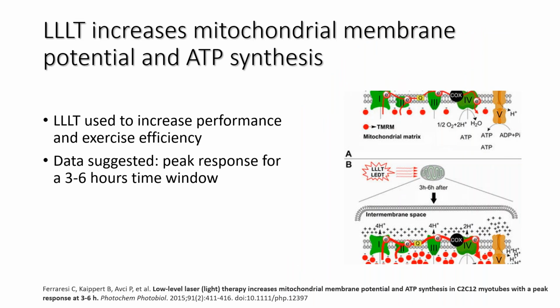Many people ask me, all right, so if we're basing this a lot on the mitochondrial idea, how much does the low-level laser increase mitochondrial membrane potential and ATP synthesis? Well, low-level laser is used to increase performance and exercise efficiency. There is a segment of this talk where I'm really going to talk about exercise performance. The data suggested in this 2015 study that the peak window for increased performance, believe it or not, was 3 to 6 hours after the administration of low-level laser therapy.